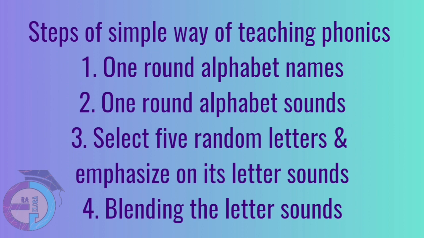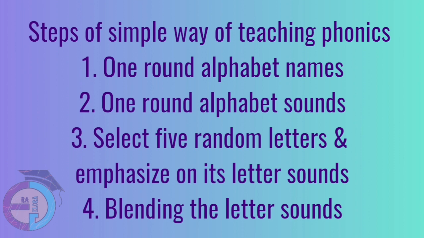have to start with one round of alphabet names. Next, we have to go one round of alphabet sounds, followed by emphasizing on letter sound of 5 random letters we have chosen, and do activities and play along with these letter sounds. We must continue doing this until we feel our child has mastered the sound of the selected letters.